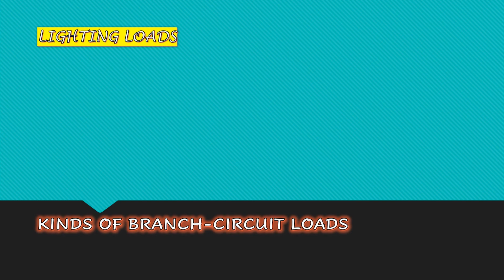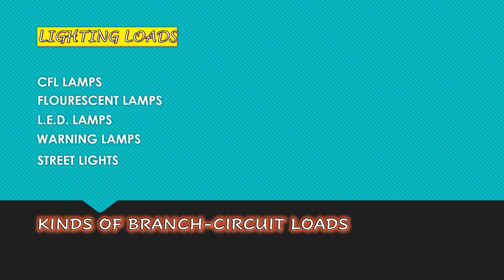And of course, this is a common load for an electrical branch circuit: lighting loads. In lighting loads, we have CFL lamps, or what we call compact fluorescent lamps. These are actually fluorescent lamps, but they are made compact, made smaller, but they produce the same or equivalent lumens or intensity of light. Of course, the classic fluorescent lamps, and then LED lamps. We have LED or light emitting diode lamps. This is the most popular nowadays, that is used in our buildings, offices, etc.